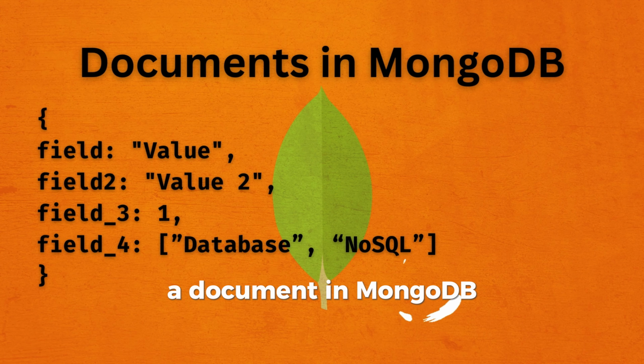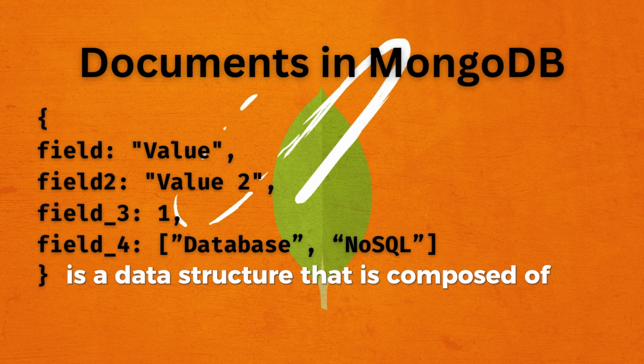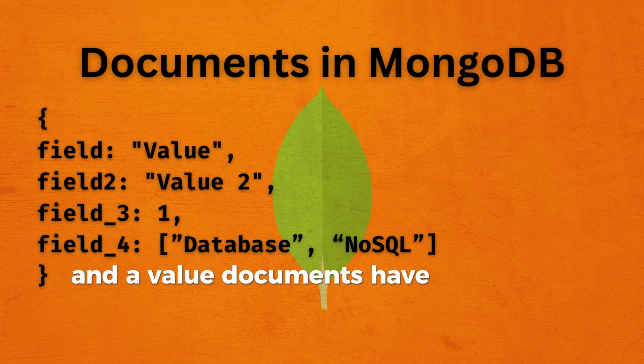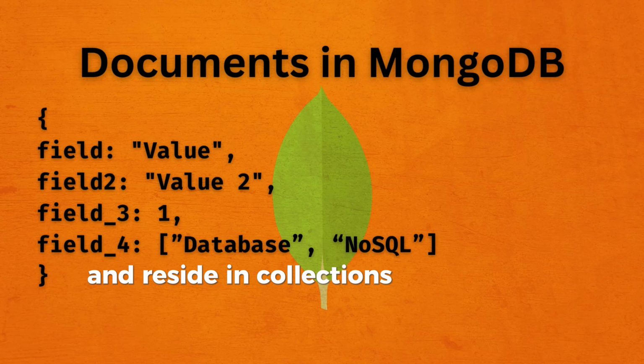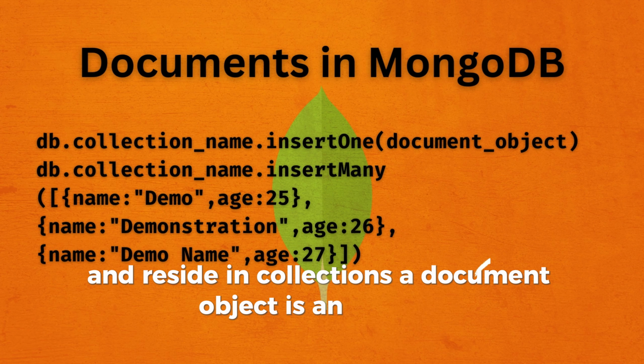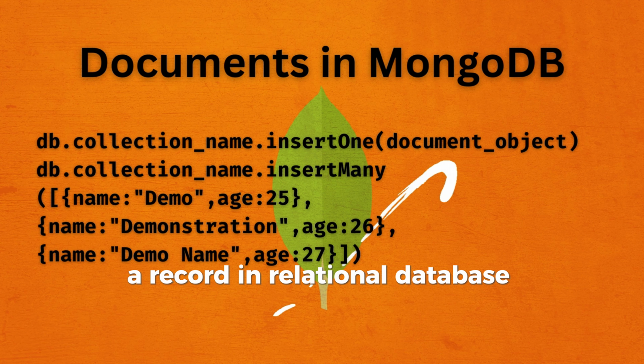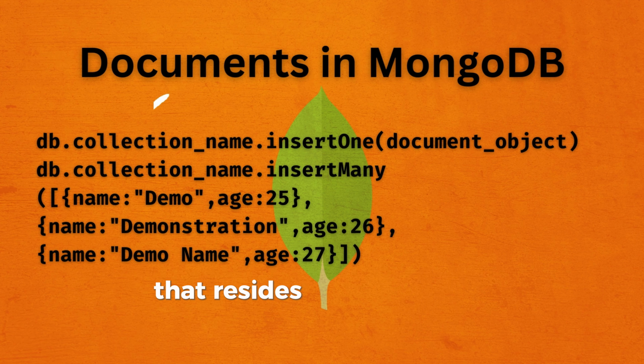A document in MongoDB is a data structure that is composed of a field and value. Documents have document objects and reside in collections. A document object is an object, a record in relational database management system terms, that resides in a document that, in turn, resides in a collection.